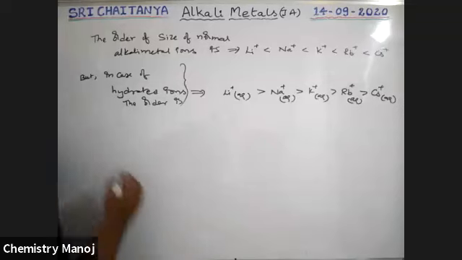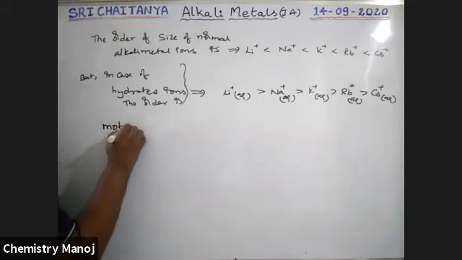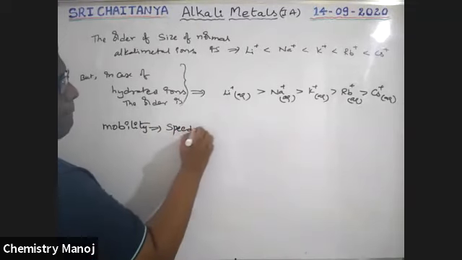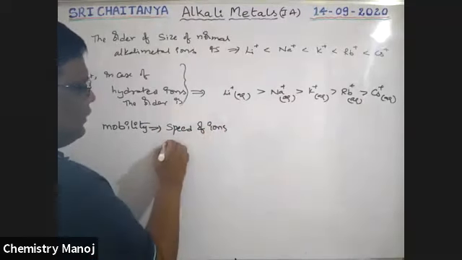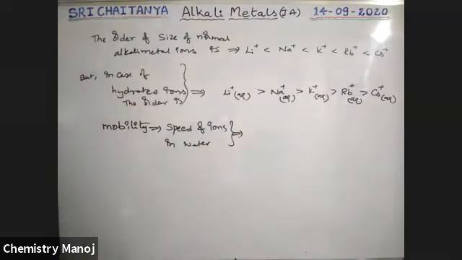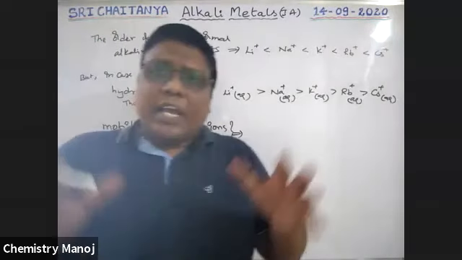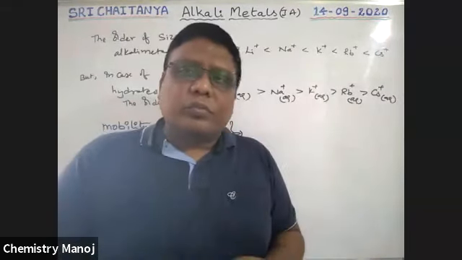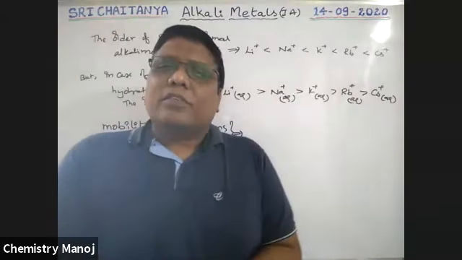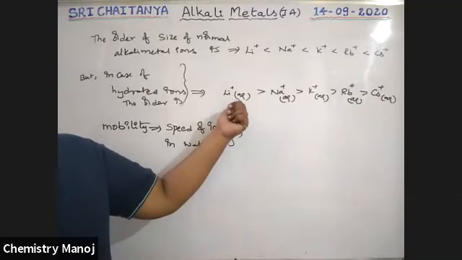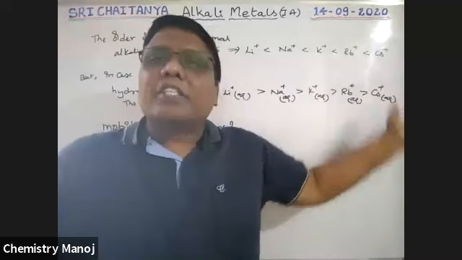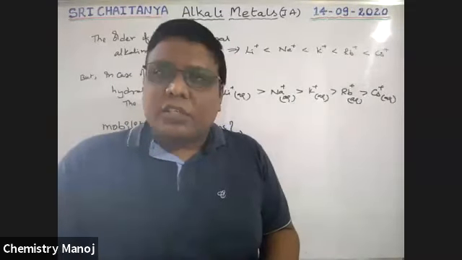Now, mobility, that means speed of ions in water. What is the order of mobility, the speed of ions in water? Which has more size, it is difficult to move. That means less is the speed. So small size has more speed. So therefore, lithium has more size in water, and it has less mobility. Cesium has a small size, it has more mobility. Mobility means movement.